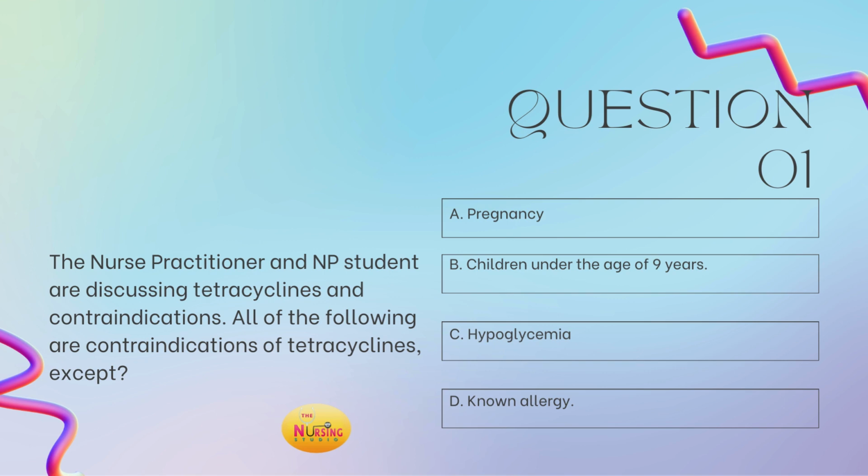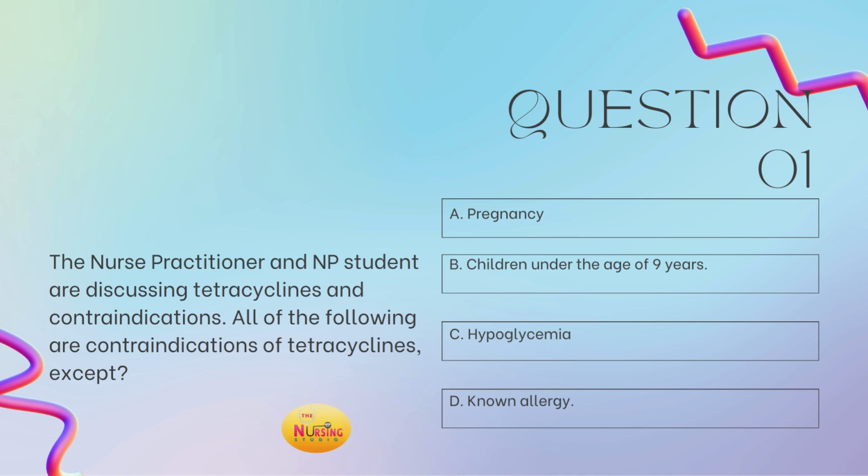Is it A, pregnancy? Yeah, that is a contraindication. The B, children under the age of 9 years. That's also a contraindication of tetracyclines because remember, with pregnancy, you don't want to start giving it because it can cause the fetus to have long term or permanent discoloration of their teeth. They can turn yellow, brown, and just permanently be discolored. Children under the age of 9 as well. And then also concern of hepatotoxicity in pregnancies as well.